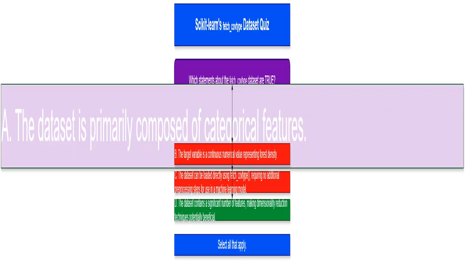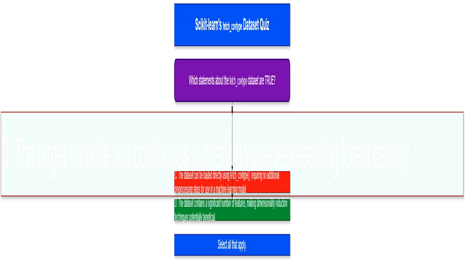This statement claims that most of the data points in the dataset describe categories rather than numbers. I need you to determine if this is accurate. This statement says the main variable we are trying to predict, the target, is a number that can take on any value within a range, like forest density. I want to know if this is true for the fetch_covtype dataset.